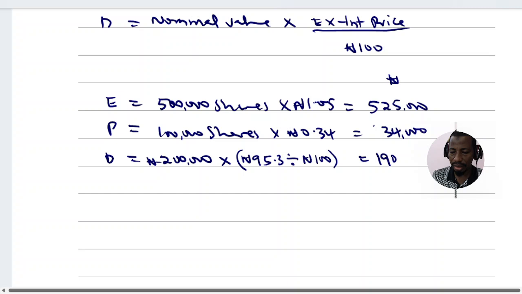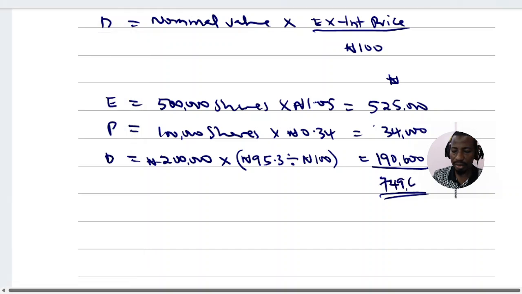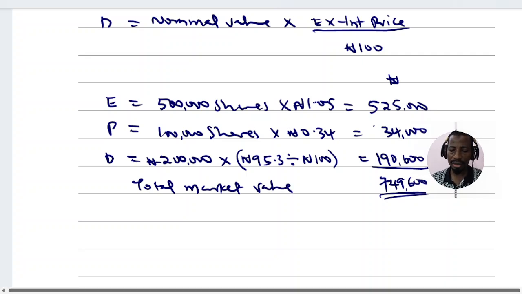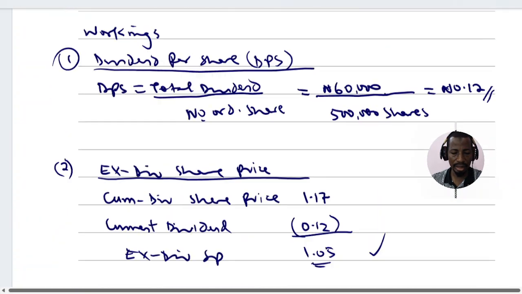190,600. So add it up. 34,000 plus 525,000. That's 749,600. This represents the total market value of equity, preference shares, and then debt. So with 749,600, I can then go ahead and complete the WACC.